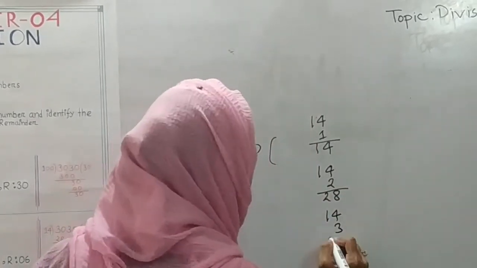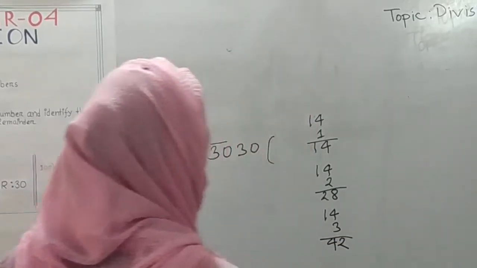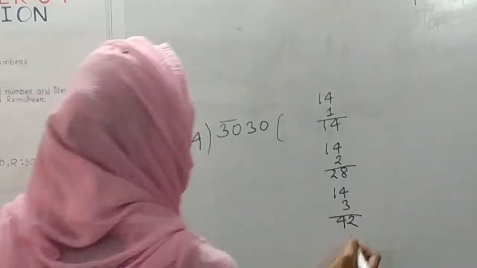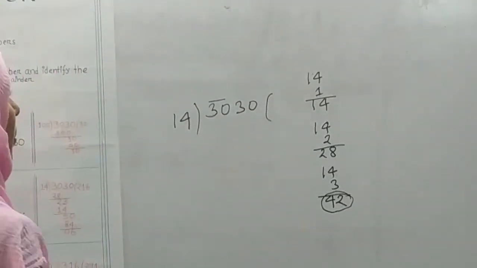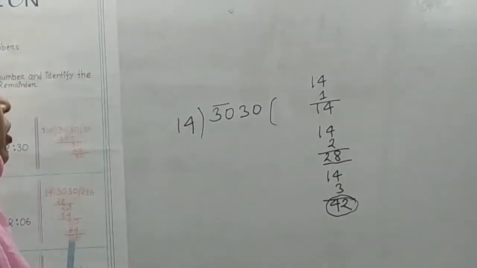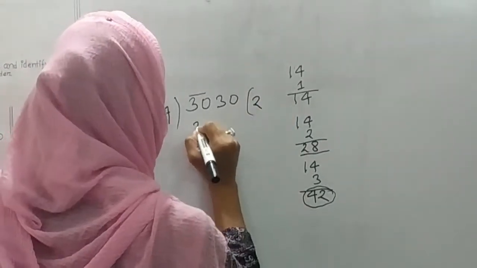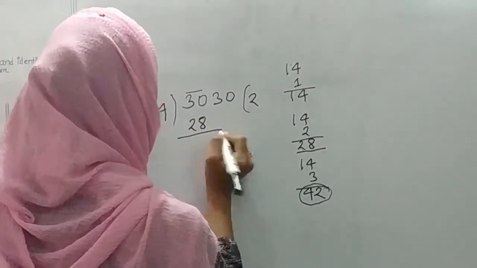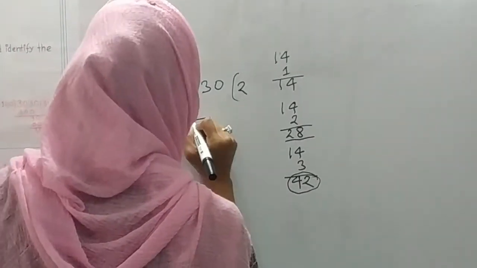1 times of 14 equals 14. 2 times of 14 equals 28. 3 times of 14 equals 42. Here we see that 42 is bigger than 30, but 28 is close to 30. So we take 2, that is 2 times of 14 equals 28. Subtract 28 from 30, the result is 2.